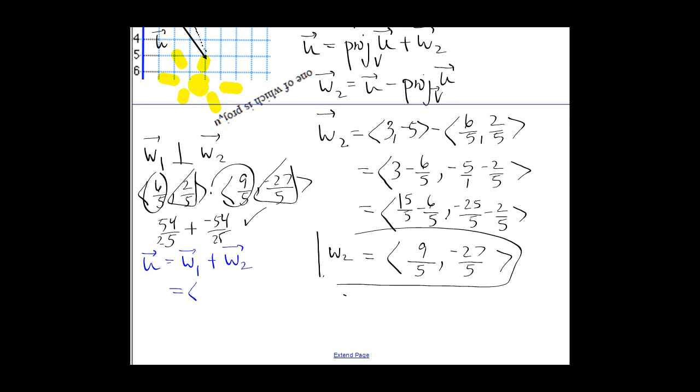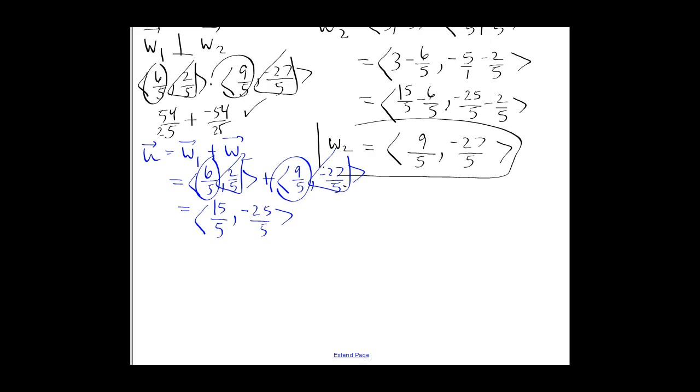So w sub 1, we said, was 6/5, comma 2/5, and w sub 2 was 9/5, comma negative 27/5. Adding the horizontal pieces, they have a common denominator, so we get 15 over 5. Add the vertical pieces: 2 minus 27 is negative 25 over 5. Dividing by 5, we get 3, and negative 5. So we get the vector 3, negative 5. So yeah, our answer checks.